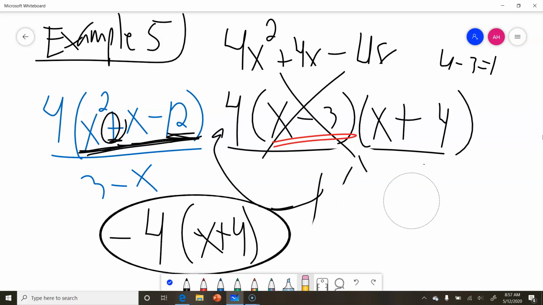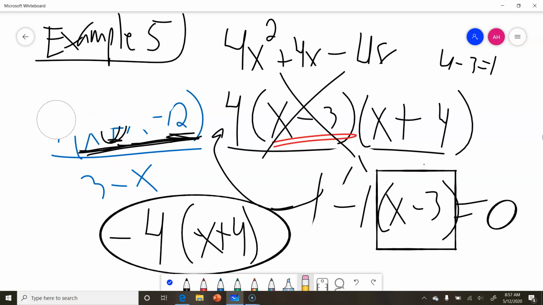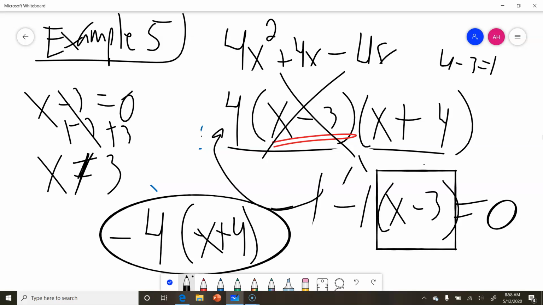Now, one thing I forgot to mention that is very important is that you see this guy right here. He was negative 1 times x minus 3. What I need to do is set him equal to 0, just the x minus 3 part, to make sure that I don't get 0 on the bottom. So I have x minus 3 equals 0, plus 3, plus 3, and x equals 3. So x cannot equal 3, and the most simplified answer is negative 4 times x plus 4. So you have to do those in tandem together.